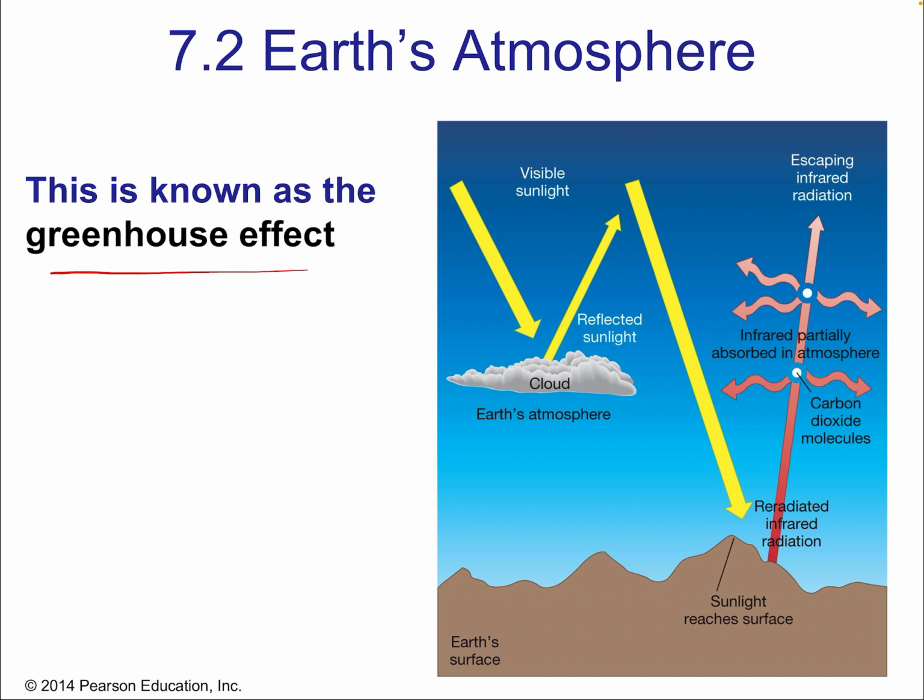Why is it named the greenhouse effect? Because it's exactly what happens in a greenhouse. Because glass is transparent to visible light, but opaque or not transparent to infrared, just like the atmosphere. See, the atmosphere doesn't let the infrared light escape, it absorbs it. Glass does the same thing. That's why you can make a greenhouse out of glass. All right, so it is a very apt name.